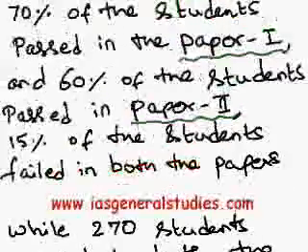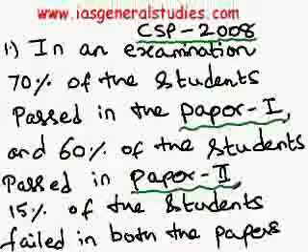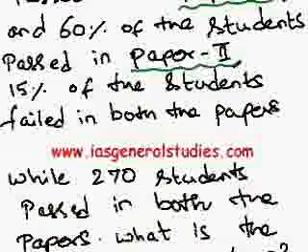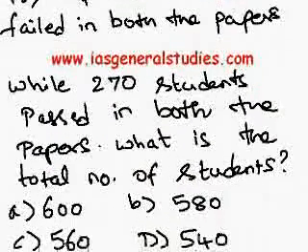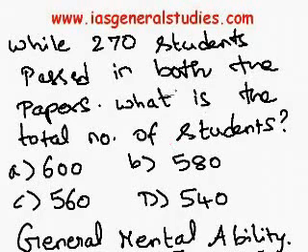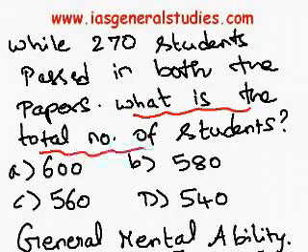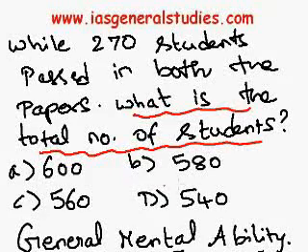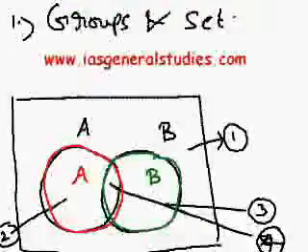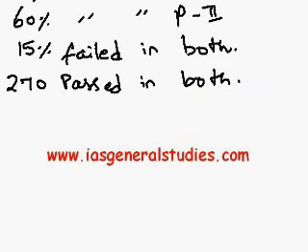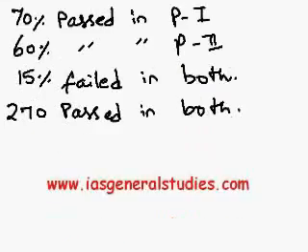So again, reading the question from the beginning. In an examination, 70% of the students passed in paper 1, 60% passed in paper 2, 15% failed in both the papers, and 270 students passed in both the papers. The question asks for the total number of students, and the options are 600, 580, 560 and 540. Now we will solve the question, then we will come back to the options and check it.